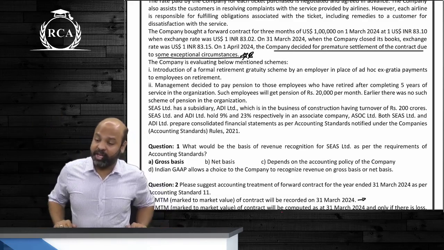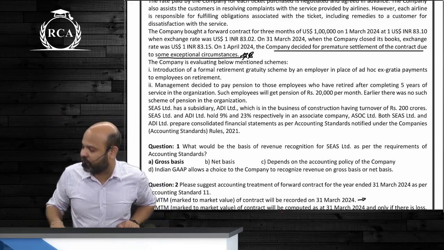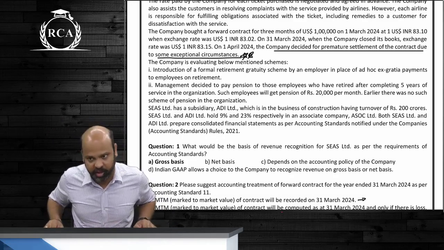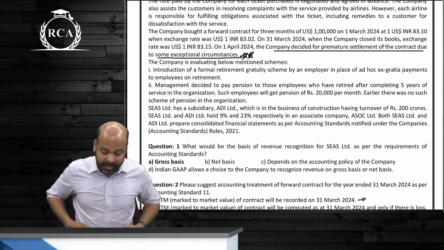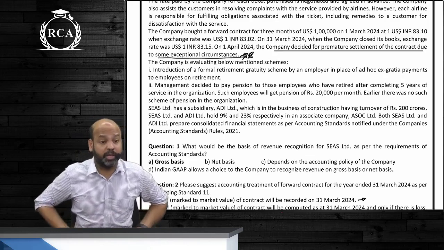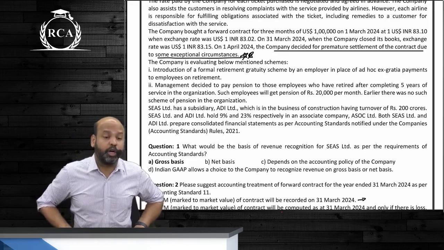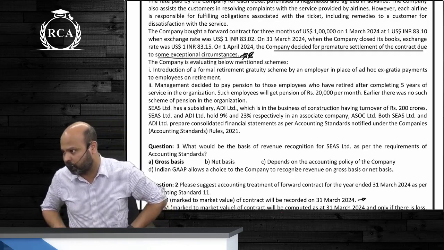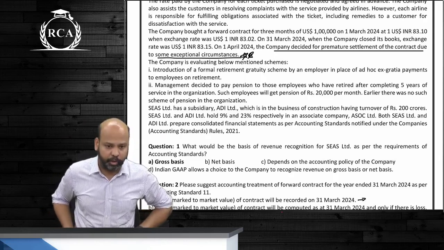The transaction has never occurred earlier, or the transaction that occurred earlier is significantly different from the transaction or event that is occurring now. Here it says you never had a gratuity scheme earlier; you were only paying on an ad hoc basis. So the transaction is significantly different from what occurred earlier. Will this be considered a change in accounting policy?